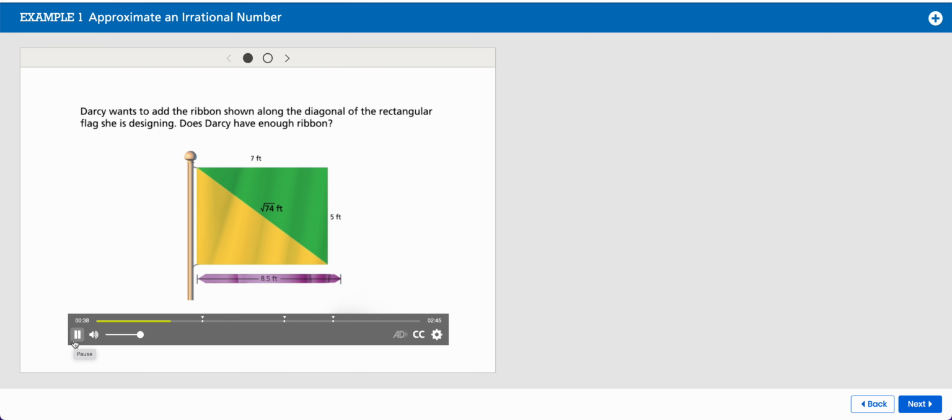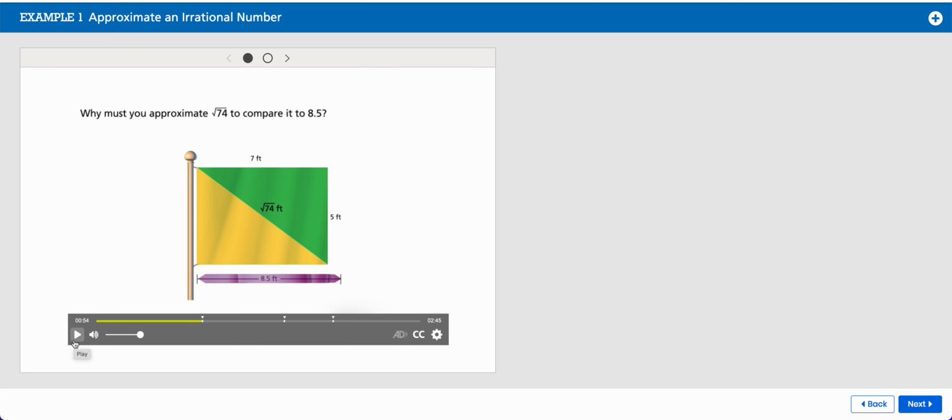7 squared plus 5 squared is 74. So the diagonal on the flag is the square root of 74. Darcy needs to approximate the square root of 74 to compare it to the length of ribbon. Why? Why does she need to find the approximate value of the square root of 74 in order to compare it to the 8.5 Riker? Yeah, see if she's got enough ribbon.